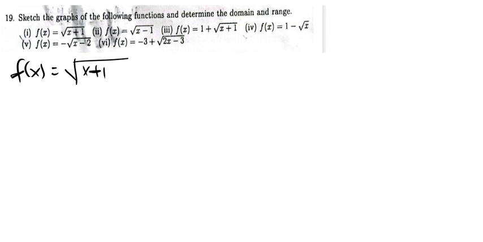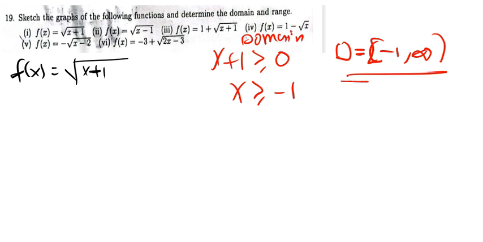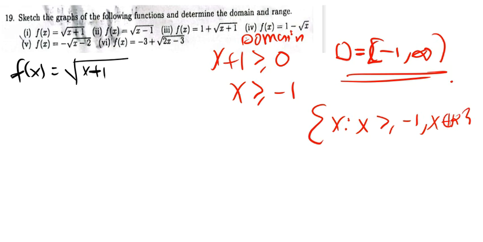So to find the domain, get what is inside the square root and set it greater than or equal to 0. So I'll say x plus 1 is greater than or equal to 0, so x should be greater than or equal to -1. Meaning the domain starts from -1, included, all the way to positive infinity. Or you can say x is such that x is greater than or equal to -1, where x is a member of the real numbers. That's the domain.